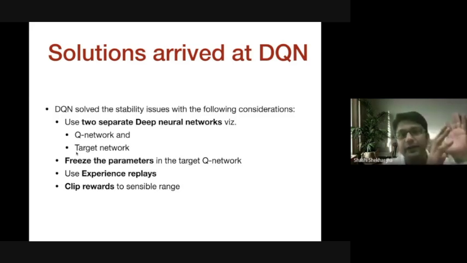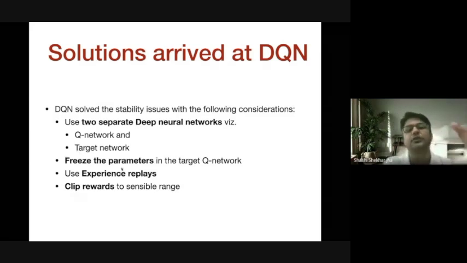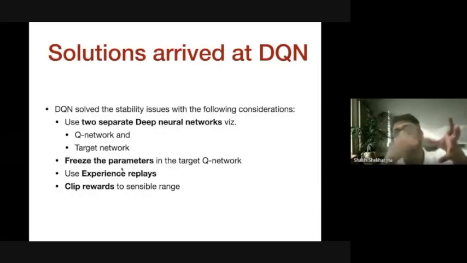In this target network, they froze the parameters. That means they're not updating the parameters of the target network with every iteration. They froze it, they fixed it. So all the weights or parameters of the target network are fixed, whereas the parameters of the Q network keep on changing.